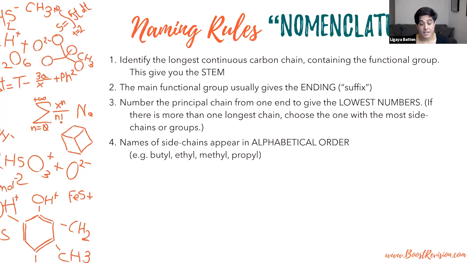The names of the side chains appear in alphabetical order. We have side chains that could be methyl or ethyl or butyl, etc. These are carbon-based side chains. But if we have more than one of them, we have to put them in alphabetical order. So even though methyl has 1 carbon and ethyl has 2, and you might want to put them in that order, you actually need to put them in alphabetical order of the name. So in this case, butyl, ethyl, methyl, propyl, even though that's not the numbering order.